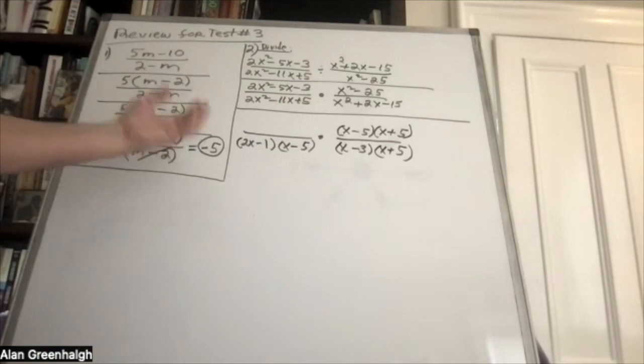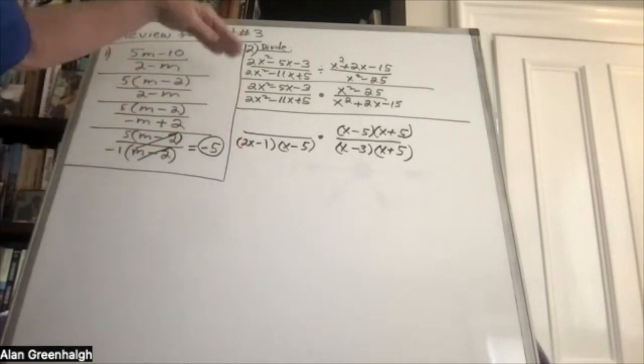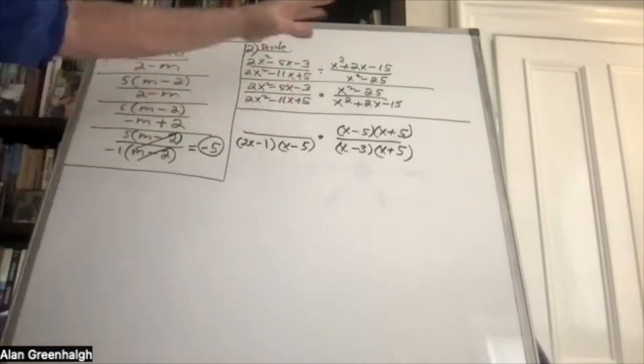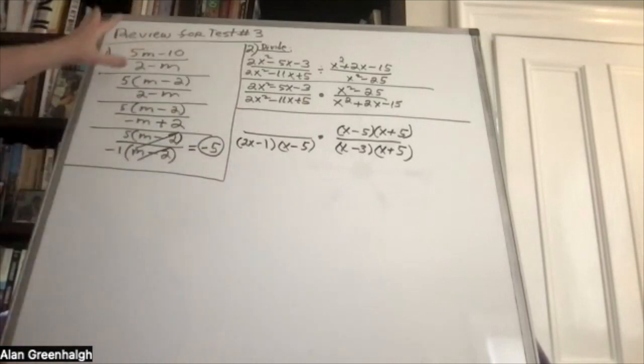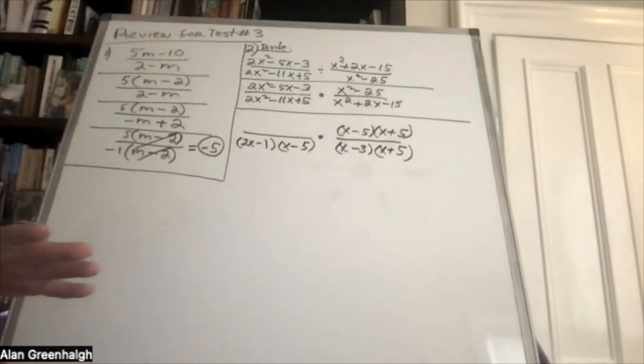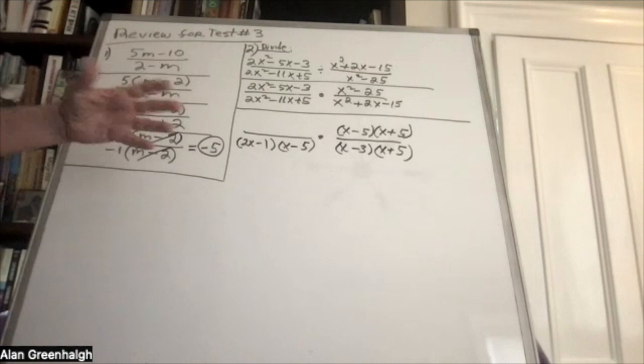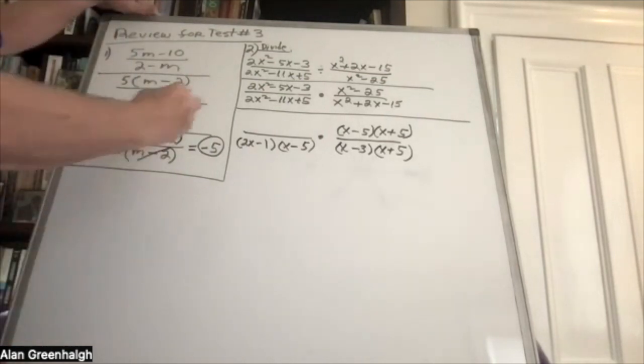So you have to know how to factor trinomials and binomials and things like this. It's all factoring. I told you early on in the semester that chapter 4 is all factoring. You really have to know how to factor.